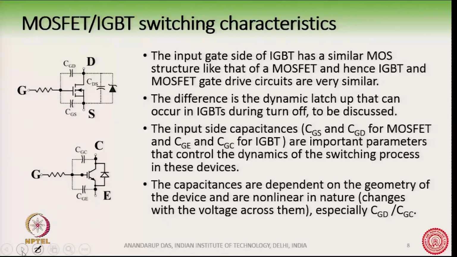Okay. Now, next comes the switching characteristics. Okay. So, we have covered the static characteristics and we are now looking into the switching characteristics. Now, as you can see, we have shown a MOSFET here, drain, gate, source, and collector, gate, emitter here for the IGBT. Now, the input side of the IGBT has a very similar MOS structure like that of a MOSFET, and so IGBT and MOSFETs have gate circuits which are very similar.